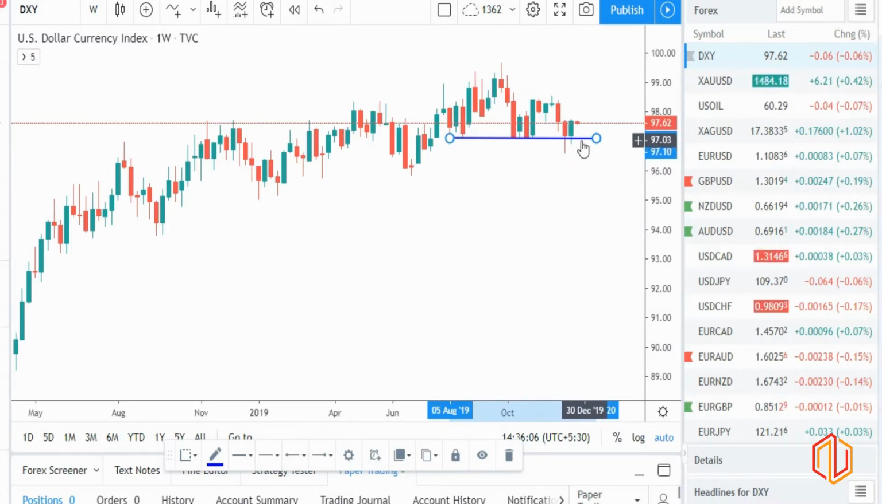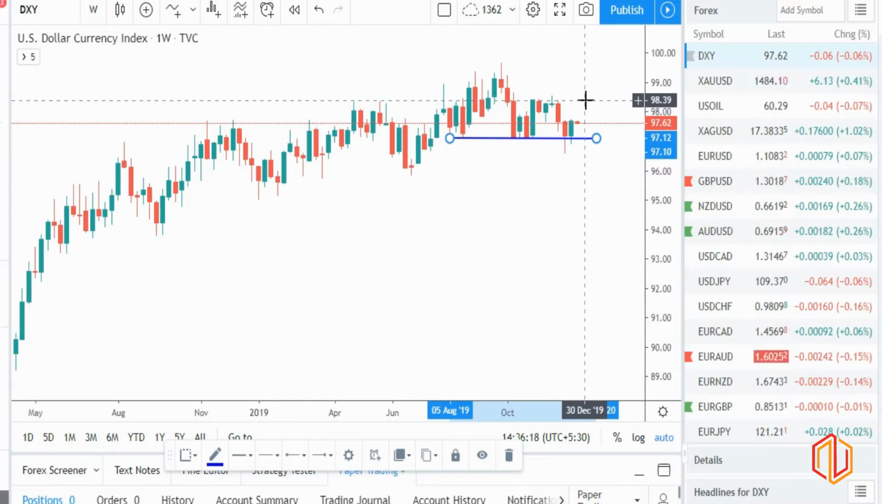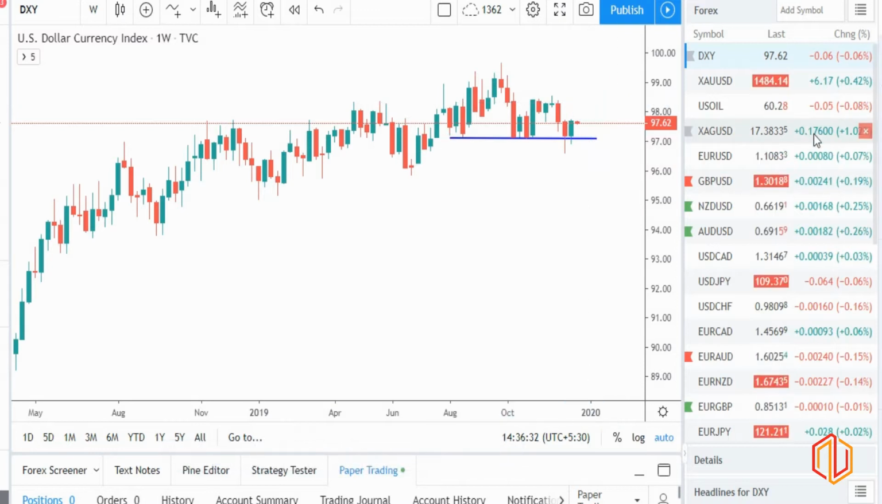It was testing the support, and then we have a reversal indication. So what I'm expecting this week is the market to start moving up to test the next resistance at 98.39. So that should be what we can expect for this week. Not a very strong upward trend to resume, but yes, a retest of the previous resistance is what I'm expecting on dollar index for this week.